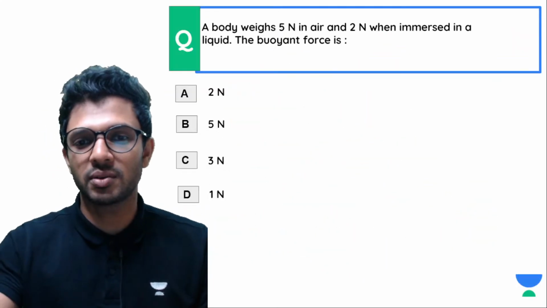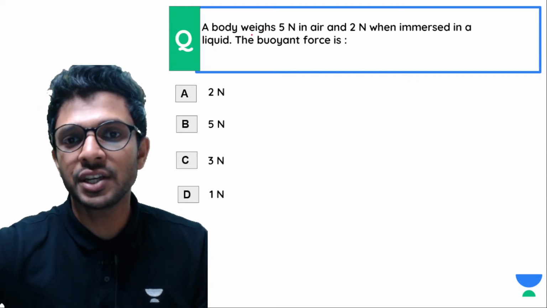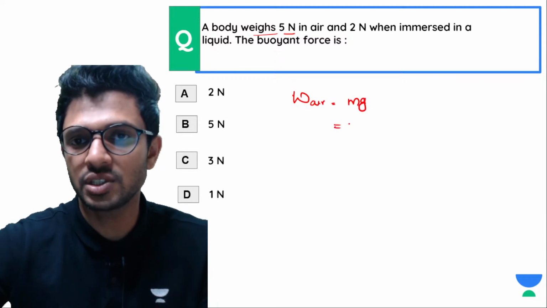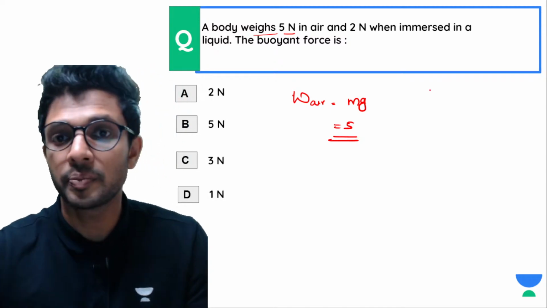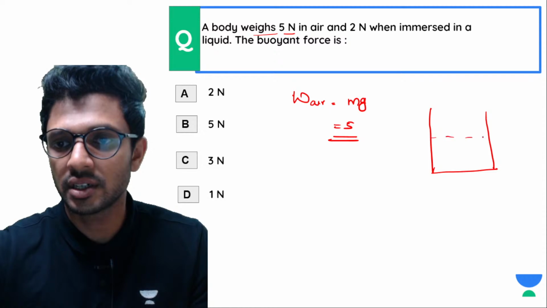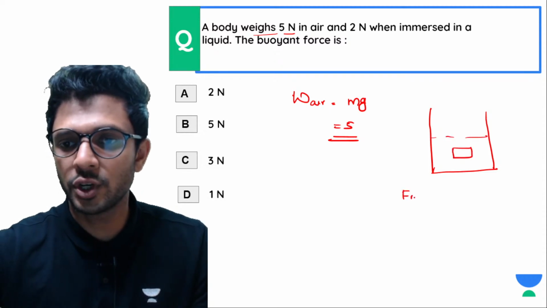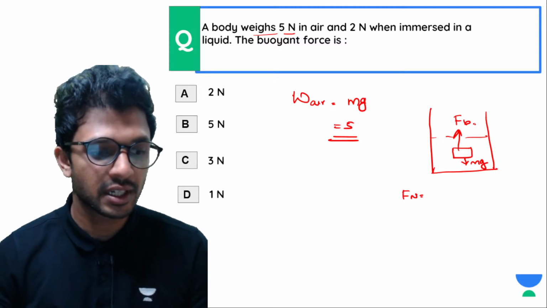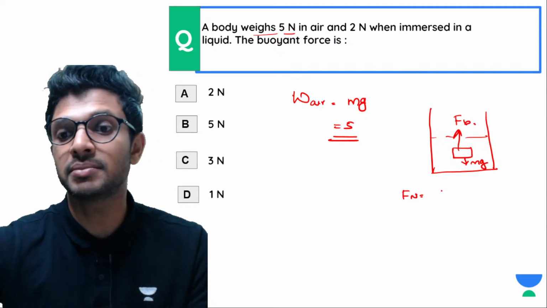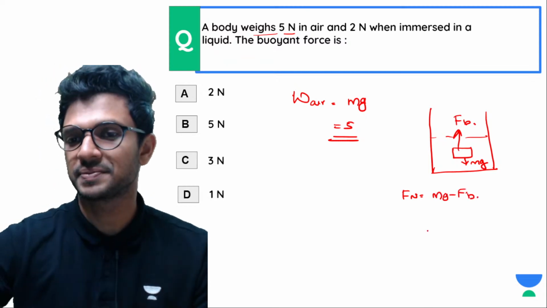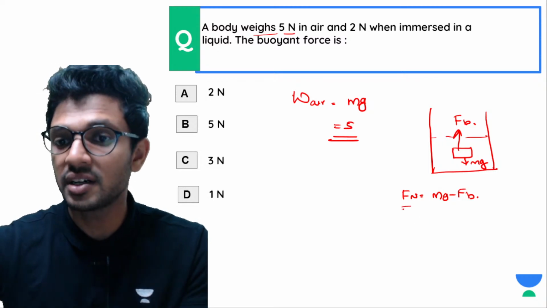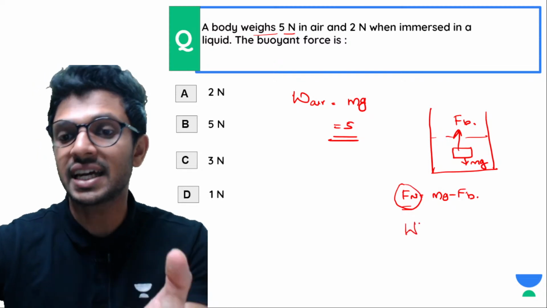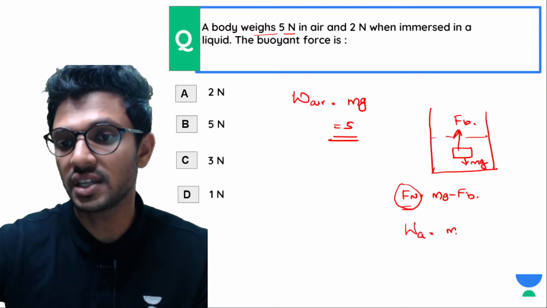Now don't ask me, sir, how to do this problem. सबको पता है ना? When you find the weight of a body in air, you will get the actual weight, which is mg, that is given as 5 Newton. Now, when you immerse any body inside the water, there will be a downward force of mg and an upward buoyant force. So the net force acting on the body is mg minus the buoyant force. Whatever is the net force acting on the body, that will be the weight taken by the weighing machine. So the net force is considered as the weight of the body inside the given liquid, which is mg minus fb.